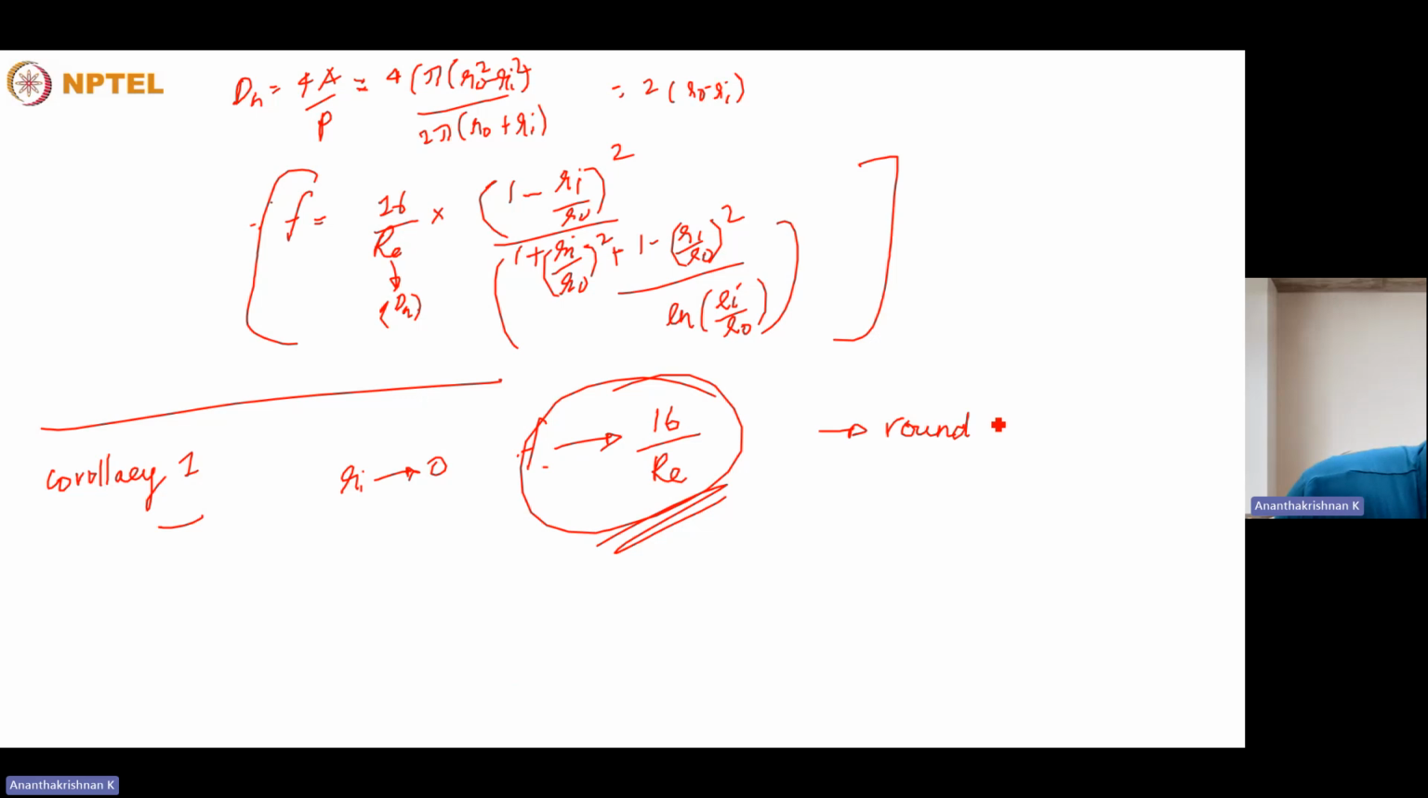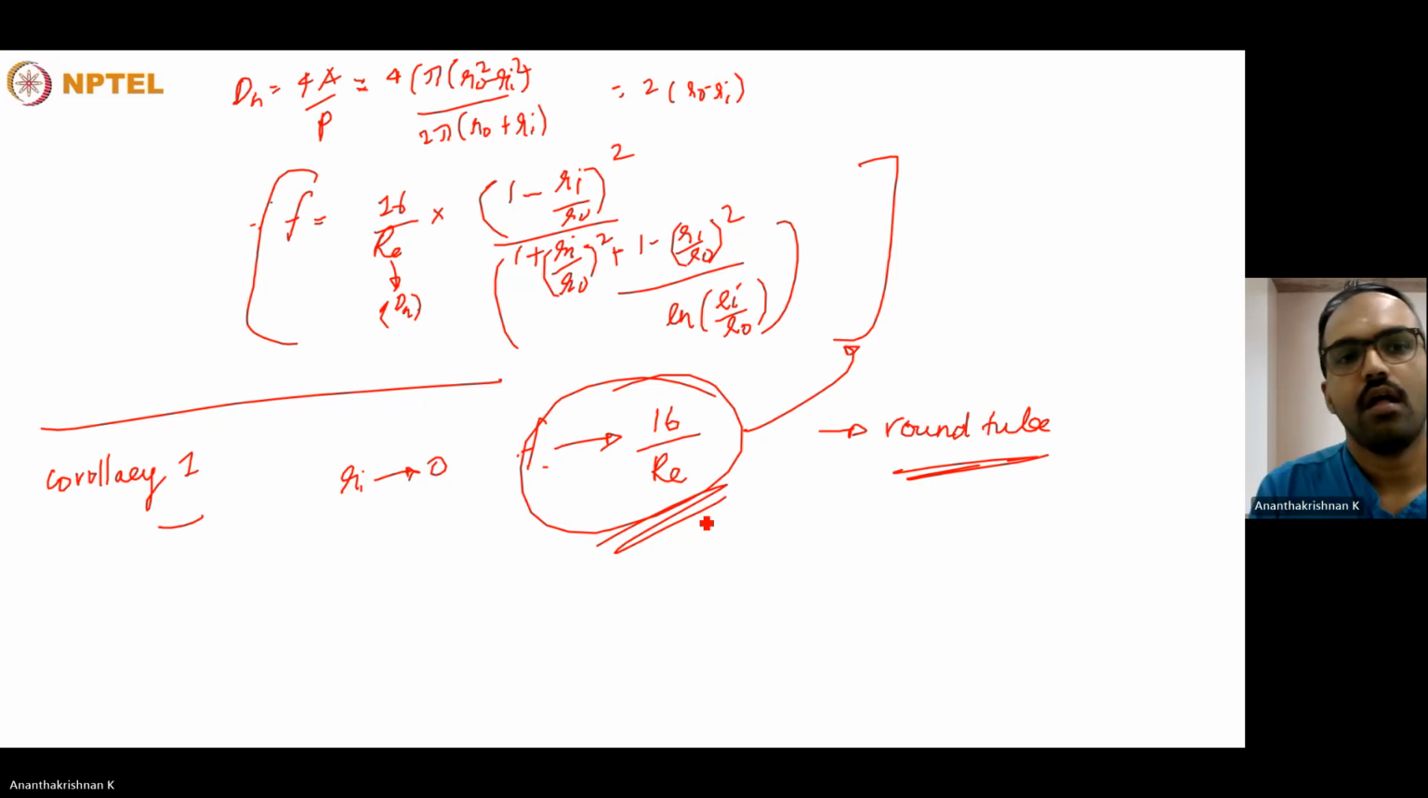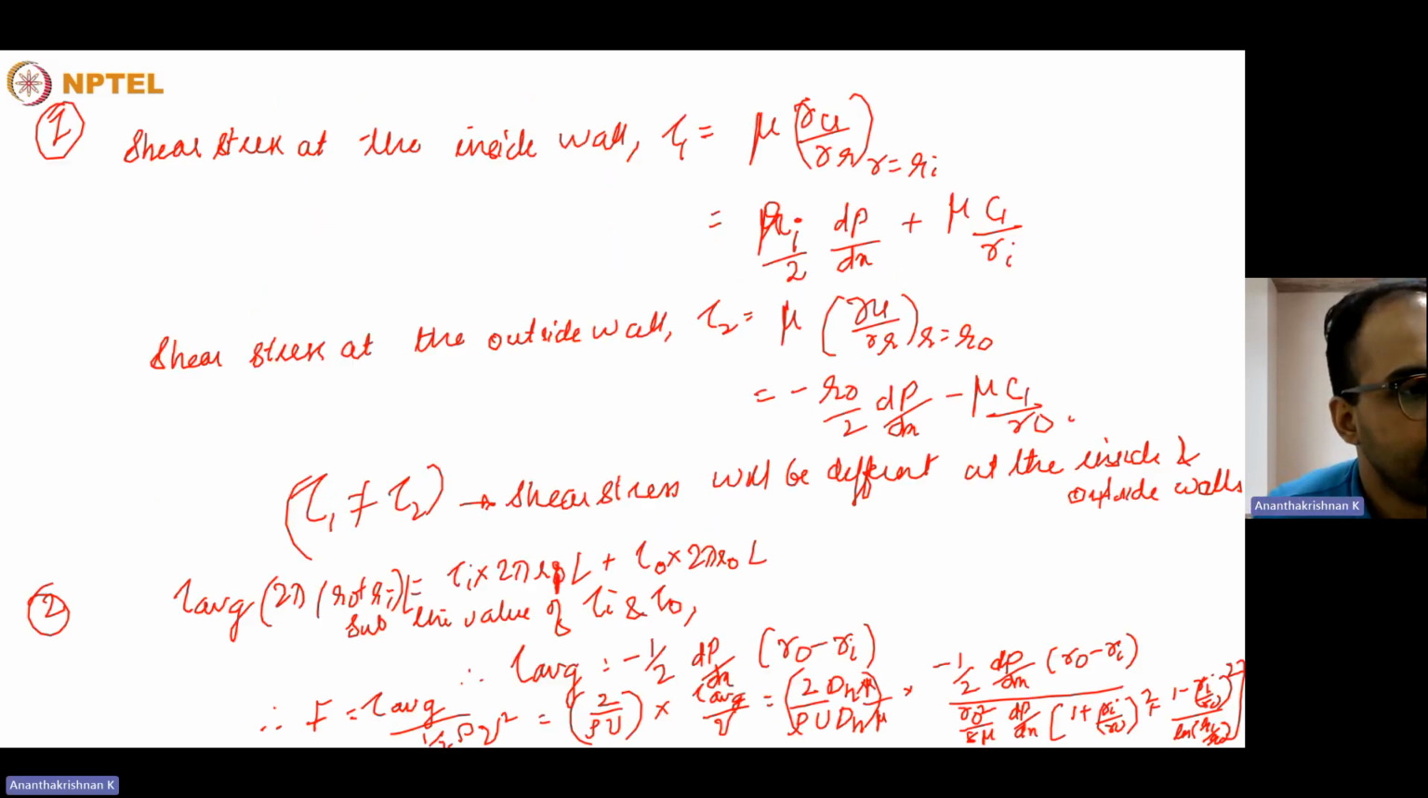through the round tube. So this is one way to cross verify whether this equation that we have obtained for the annular tubes is right or not, because it reduces to the normal circular tube case when we put Ri equal to 0. So that completes our first problem.